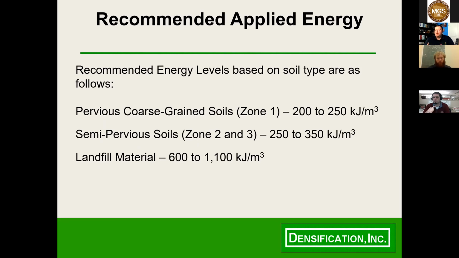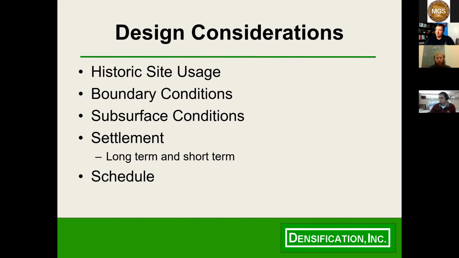Right. So when we talk, again, referring back to the FHWA manual that was written by Bob Lucas, those 3 zones that we saw on the grain size distribution, 2 to 250 is the lower end of kilojoules per cubic meter, all the way up to the landfill material, 600 to 1,000. So you can see, for the same level of improvement, the amount of energy that needs to go into a sandy material versus a landfill material is significantly more. And these are just some target ranges of energy that, when you're designing a program, you would want to see. Right. So what are some other design considerations?